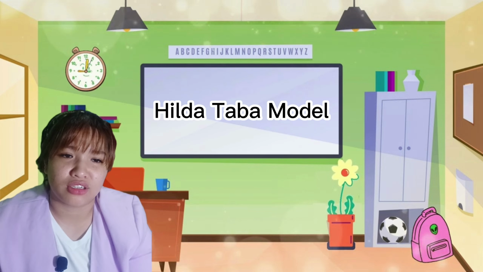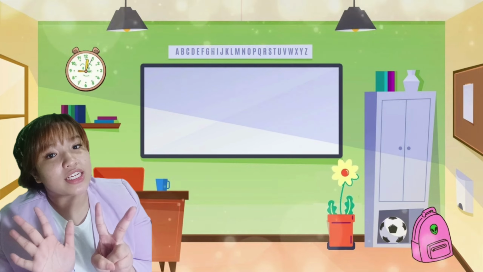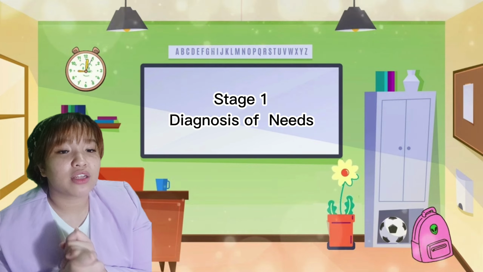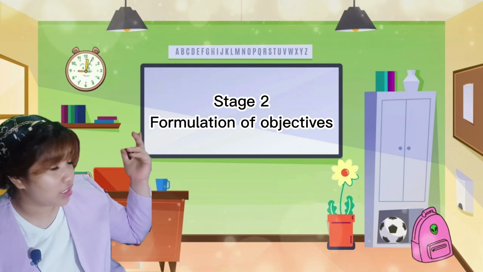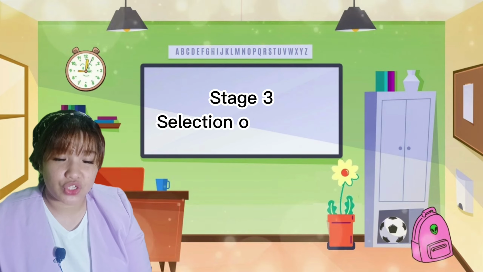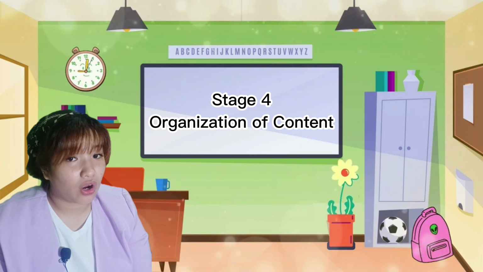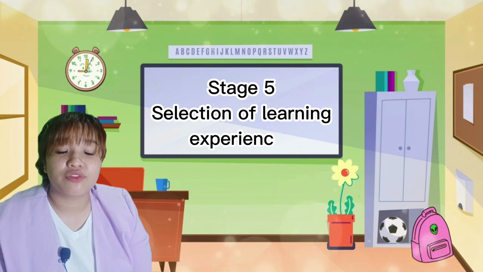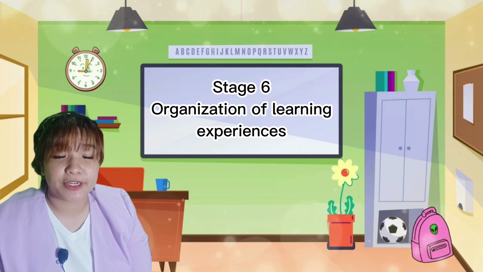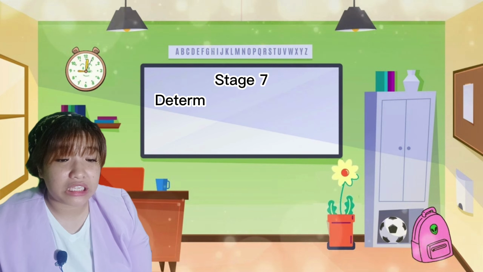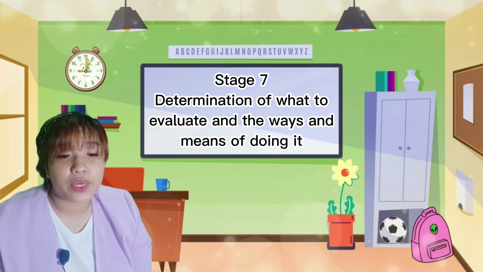The Taba model. So there are 7 stages specifically. We have stage 1, diagnosis of needs. Stage 2, formulation of objectives, as you can see on the board. We have stage 3, selection of content. Stage 4 is organization of content. Stage 5 is selection of learning experiences. Stage 6, organization of learning experiences. Lastly, but definitely not least, it is a determination of what to evaluate and the ways and means of doing it.